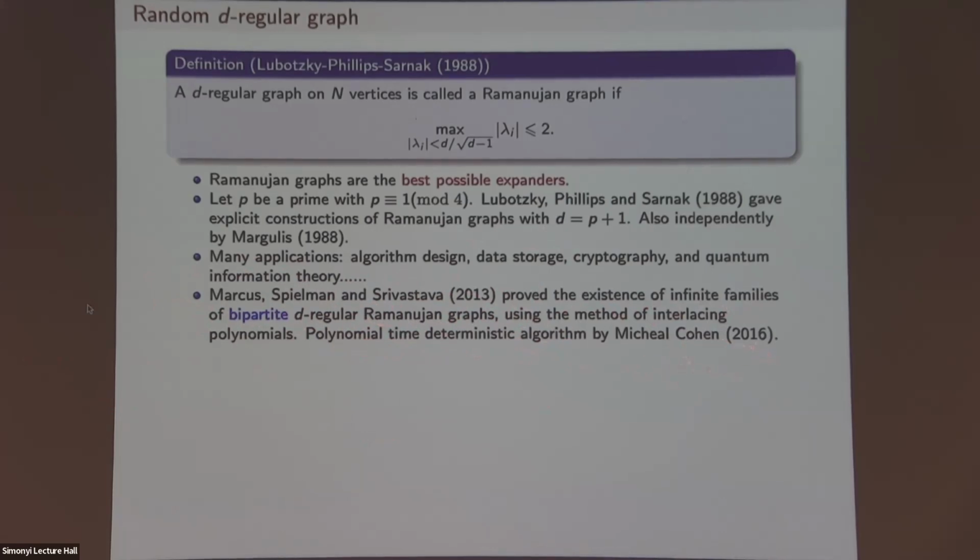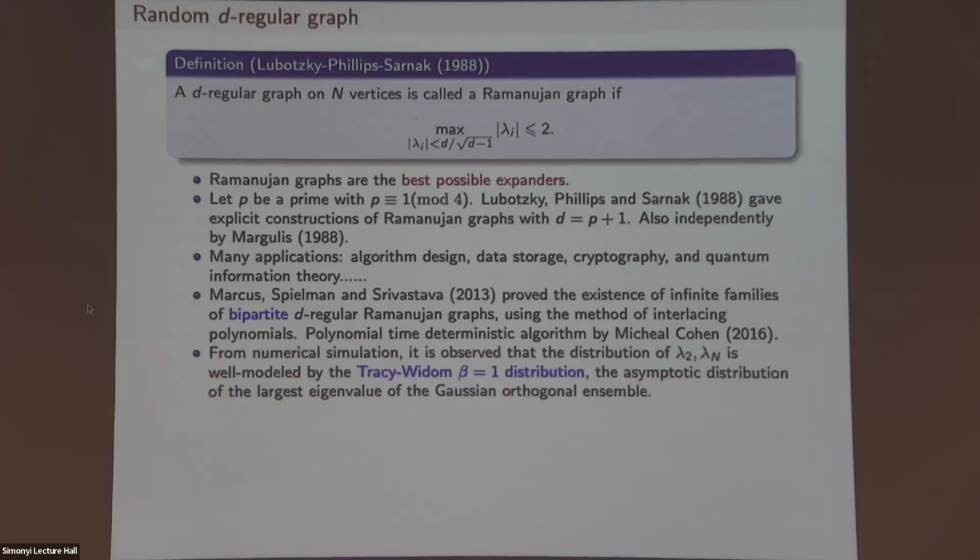So it still remains an open problem: does there exist non-bipartite Ramanujan graphs for any degree D? If you have a non-bipartite Ramanujan graph and look at the bipartite double cover of it, you will get a bipartite Ramanujan graph. But from the simulations, there should be a lot of Ramanujan graphs. It's observed that if you sample a random D-regular graph and look at the second largest eigenvalue or smallest eigenvalue, it will be modeled by the Tracy-Widom beta equals 1 distribution. They come from the Gaussian Orthogonal Ensemble, GOE.